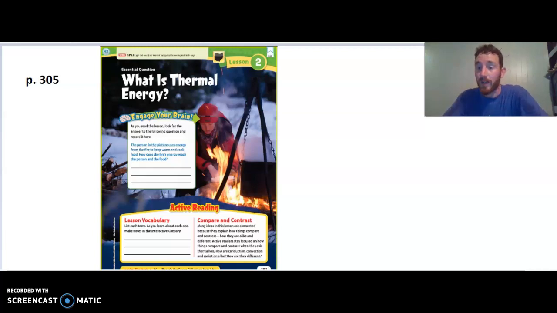Thermal, we might think of thermometers. You might think of a thermos mug or a Yeti that keeps hot things hot or cool things cool without letting that heat escape. So thermal energy we're going to get into today and talk about a few things. Some of the parts are, again, a little tough as far as the concepts involved.